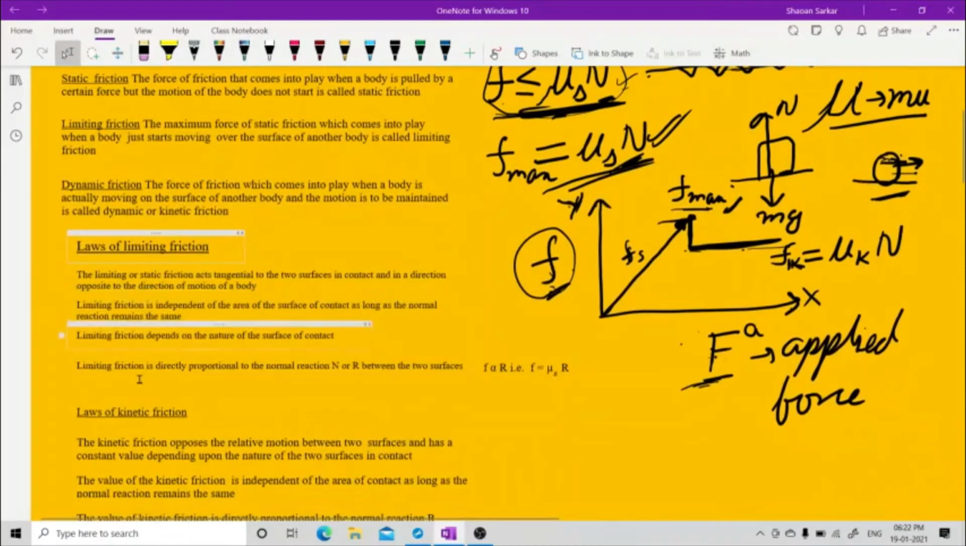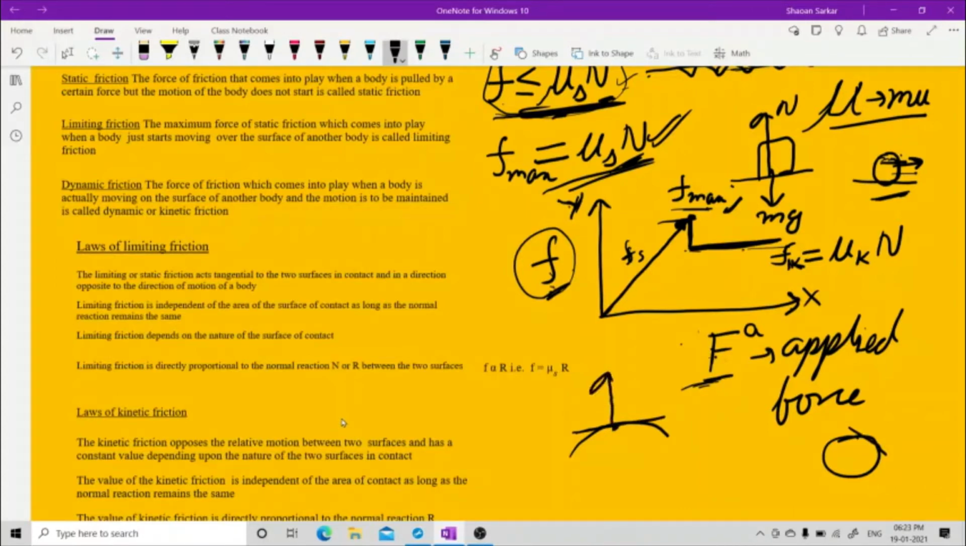Then these are the laws of limiting friction. What are the laws? It is independent of the surface area. It acts tangentially to the surface. What is tangential? If the surface is like this, it will be a tangent. You have seen a circle in your class 10th, and here is the tangent. So this is the way it will act tangentially to the surface, and the normal reaction will be in this direction. Let me write T for tangent, and this N is the normal reaction.